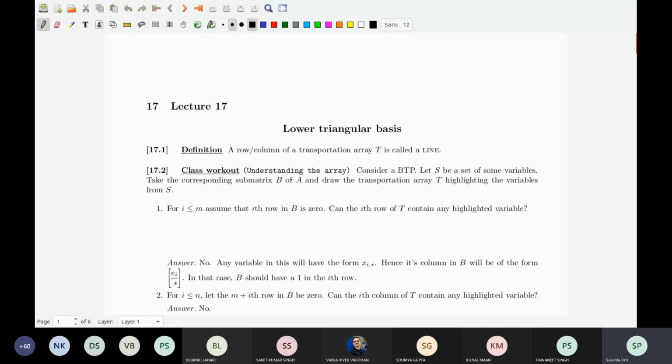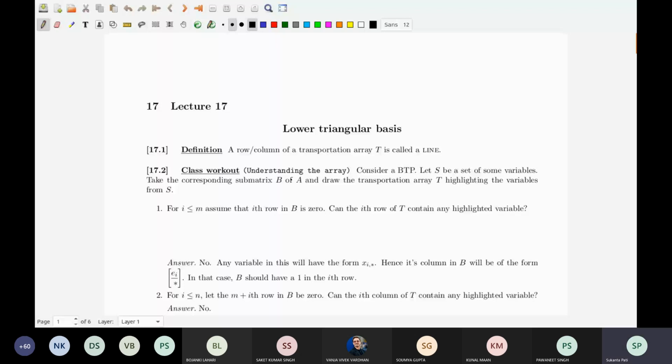So what we have seen, we were talking about transportation problems. We have seen an array type of representation called a transportation array to represent the transportation problem. And we have also written down the constraint matrix. And we saw that the column below the variable xij is nothing but ei / ej.